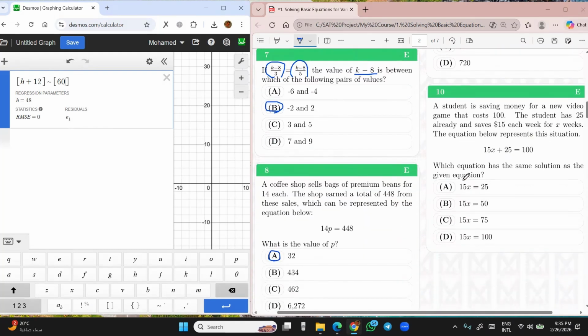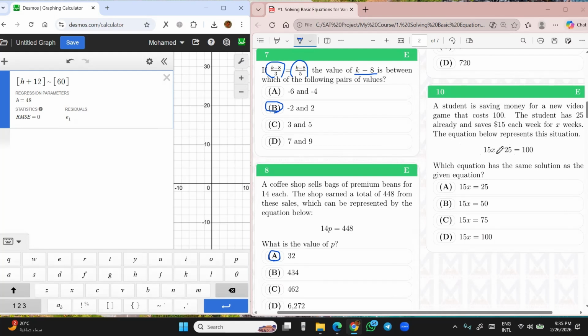The last question of the easy part is number 10. A student is saving money for a new video game that costs 100. The student has 25 already and saved $15 each week for x weeks. The equation below represents the situation. We have an equation here, and which equation has the same solution as this given equation.